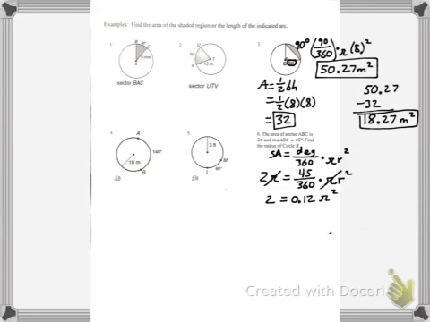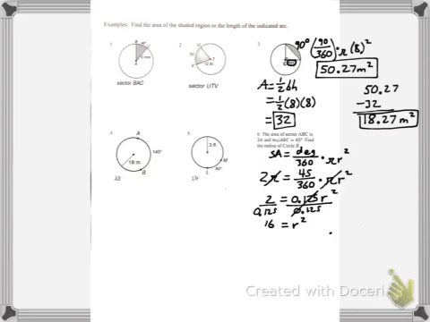I'm sorry, not pi squared, that should be radius squared. There we go. Now to get rid of that 0.125, I'm going to divide both sides by 0.125. Once I do that, on the left side of the equation I'm going to get 16. These 0.125s cancel out, so I'm left with, on the right side, the radius squared.